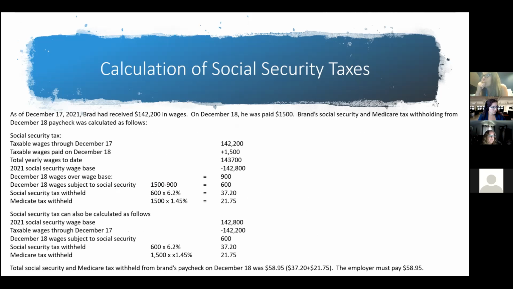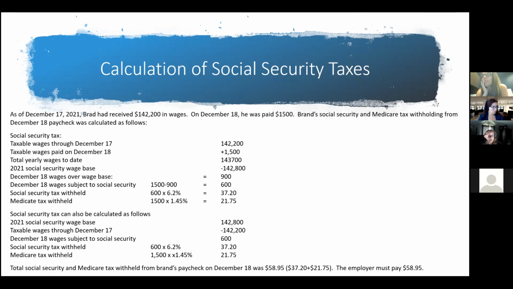So as of December 17th, Brad had received $142,200 in wages. On December 18th, he was paid $1,500. Brad's Social Security and Medicare tax withholding from his December 18th paycheck were calculated as follows. So he had $142,200, then he was paid $1,500. That $1,500 is going to put him over that Social Security wage limit. So we're not going to take Social Security on all of the $1,500. We're only going to take Social Security on the portion that gets him to that wage limit.